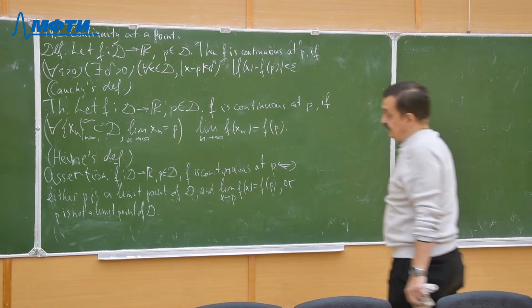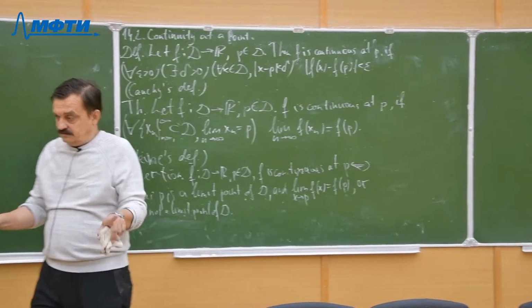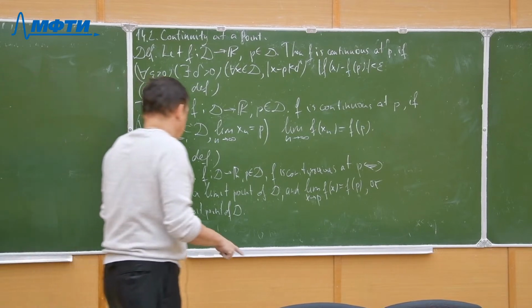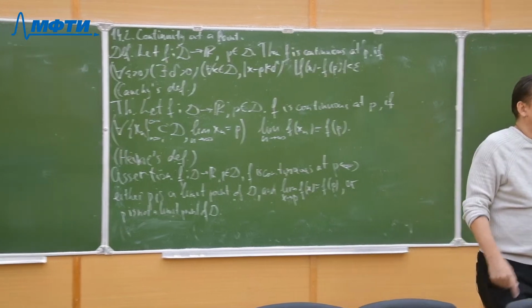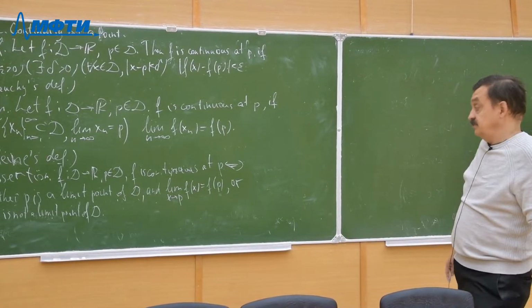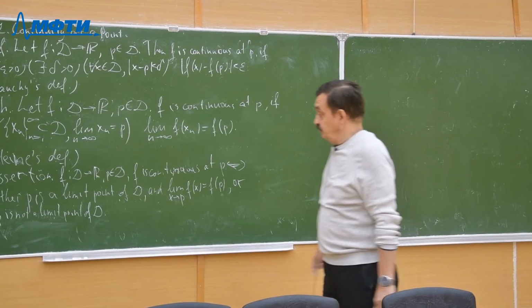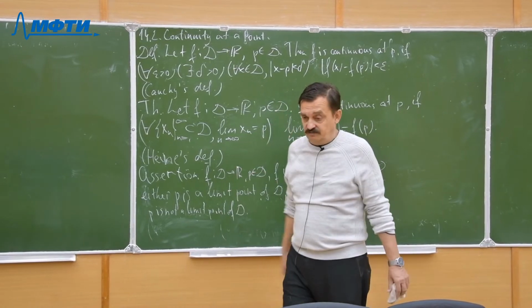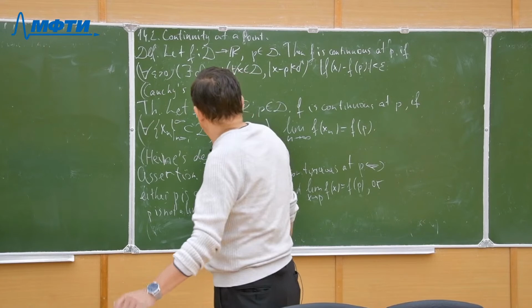So once again, continuity: two possibilities. Either p is a limit point, then the limit equals f(p), or p is not a limit point, nothing else. If p is not a limit point, no conditions, just f should be defined at p, nothing else. Okay?